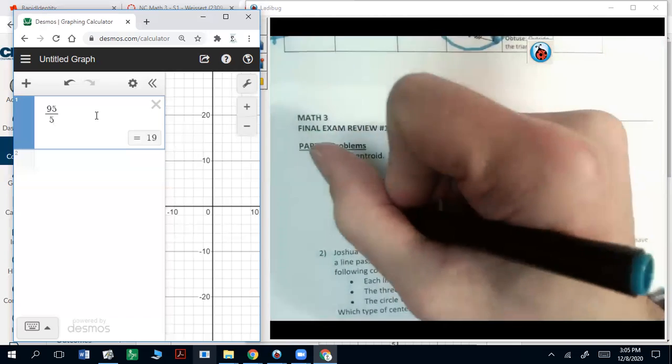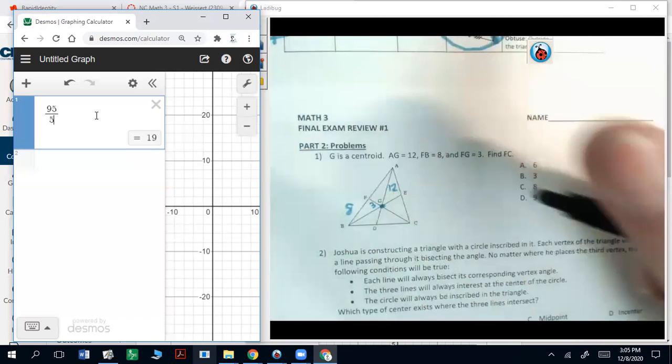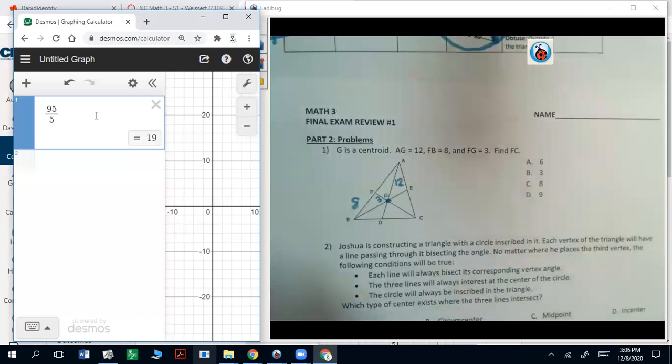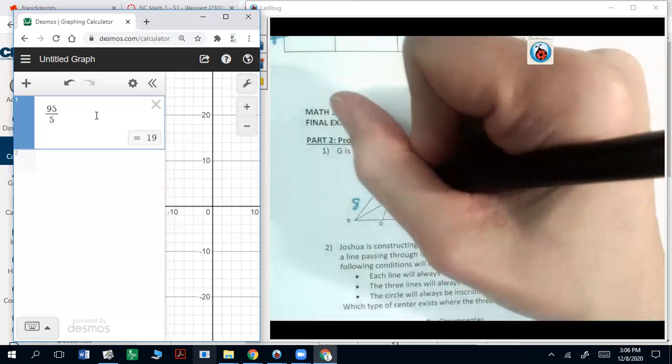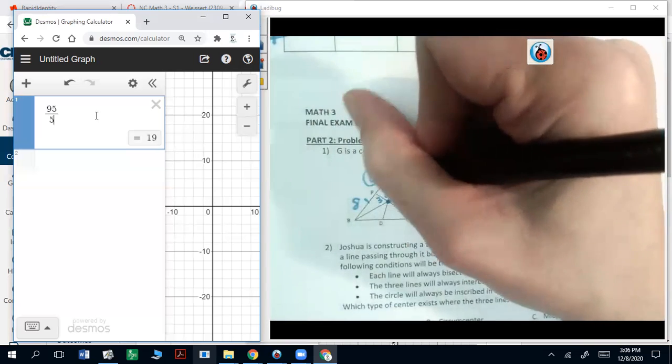FB is 8. FG is 3. So a couple things about that. If we know this is a centroid, that means that those two are equal, and therefore that's going to be 8 as well.